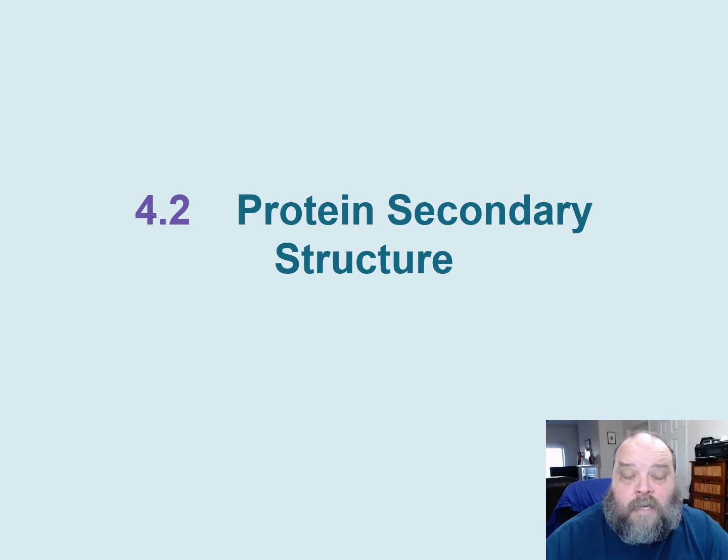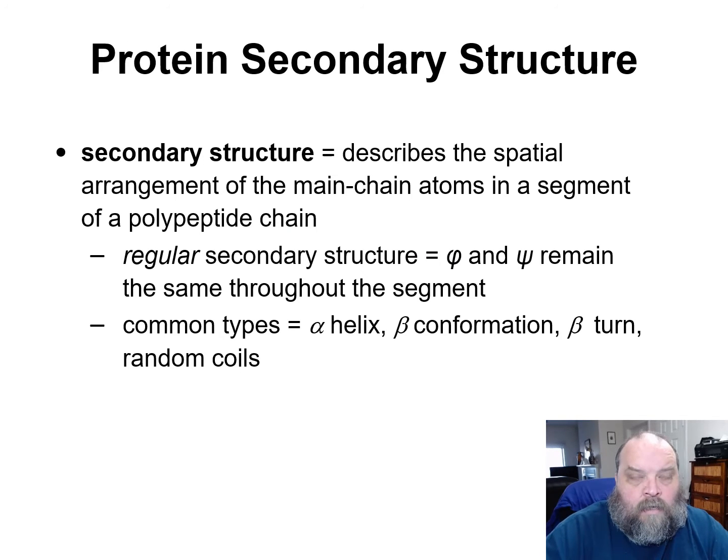Chapter 4, Section 2, Protein Secondary Structure. Now remember, there's layers of complexity to what we call the conformation, or the overall shape of a protein. As you go up each level, primary to secondary, secondary to tertiary, tertiary to quaternary, you go up in complexity, more and more of what's going on.